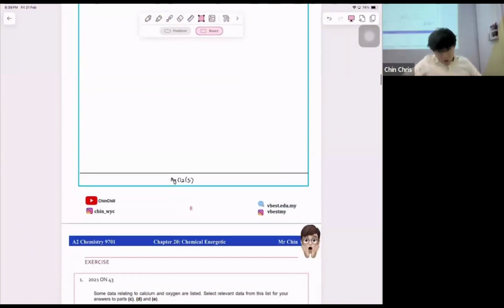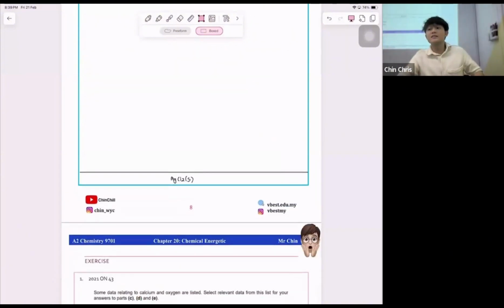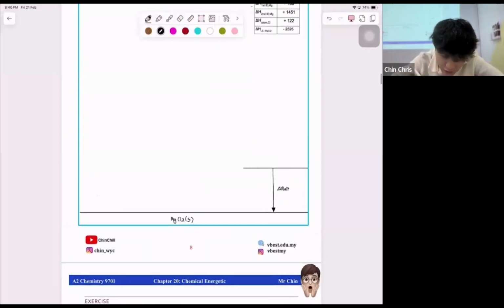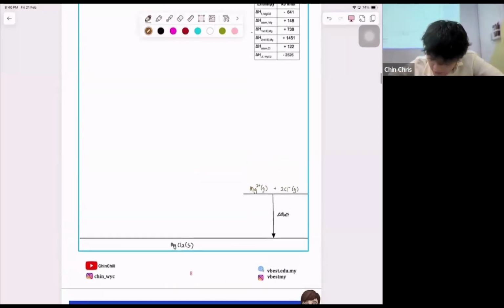Alright, guys, let's go. MgCl2. Any answer? No answer? So one side is going to be delta H lattice, right? And delta H lattice is always from gaseous ions. So Mg2+ gas and 2Cl- gas, correct. And lattice energy is negative 2526. Next.